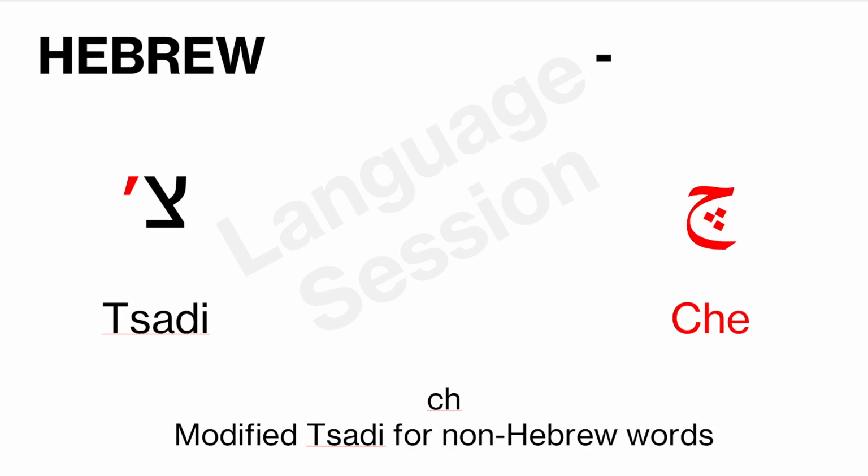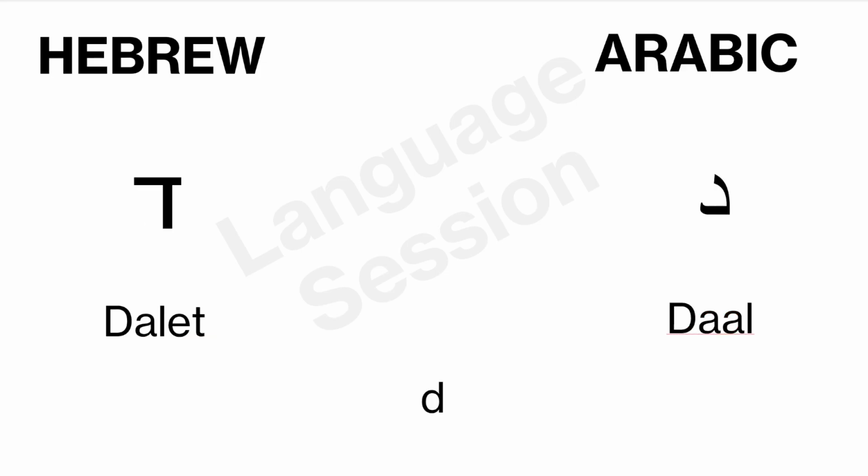The ch sound does not exist in either Hebrew or Arabic, but it can be represented in Hebrew script with the sadi and the apostrophe. The dal and the dalet makes the d sound. Dal doesn't really exist in Hebrew, but zain is an approximation which makes the z sound.